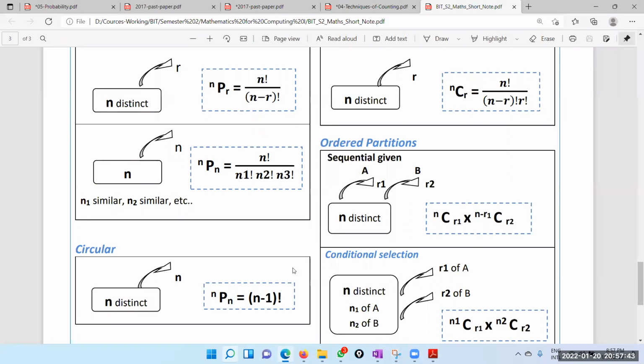Right. So let's move on to our topic. I will take each and every combination again. Okay.